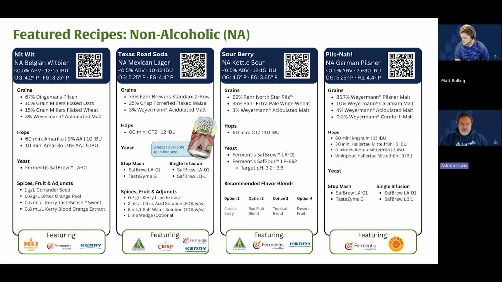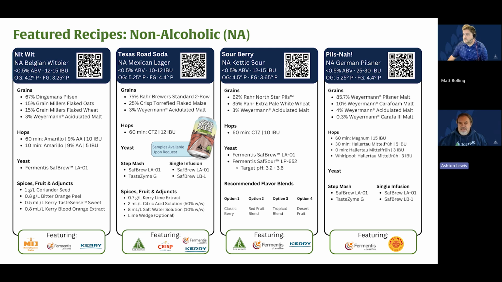And I call this a little bit of a belt and suspender approach. We have a product called Kerry Taste Sense Sweet, which is a flavor modulator. This product actually produces a little sweetness and also adds some mouthfeel to beer. And then we have a product called Kerry Blood Orange Extract, and we're adding some aroma post-fermentation. And that's really important that we're adding something post-fermentation, because if we added anything that's fermentable, we could have more alcohol production, which we don't want. So that's basically the recipe.